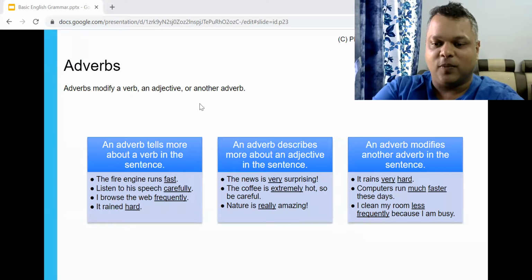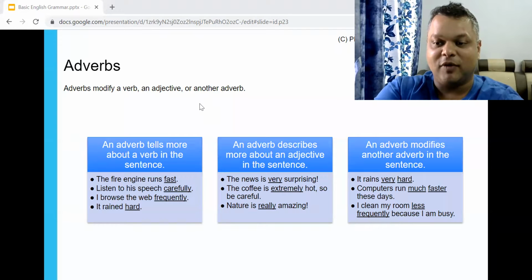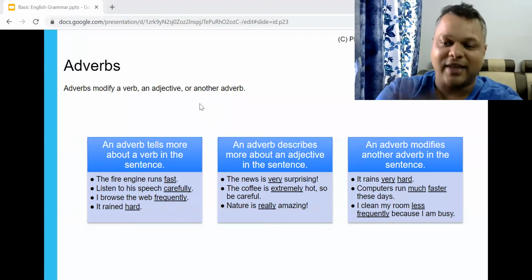All right. So when an adverb modifies or describes another adverb in a sentence, let's look at those examples. It rains very hard. So very and hard are both describing rains, right? So an adverb modifies another adverb in the sentence. Now, what is the adverb? The initial adverb is it rains hard, but we want to stress more on how hard it is raining. So it rains very hard. So rain is the verb, very and hard are two adverbs, but very is the second adverb.